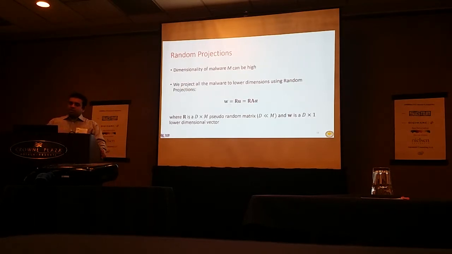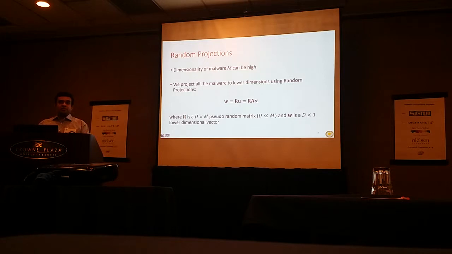And the other issue here is that the dimensionality of malware can be high. A malware can be 200 kilobytes, or it can be 2 megabytes. Sometimes in our data sets we get malware which are 9 megabytes. So it is not very practical to work in such a large range. So we project the malware to lower dimensions using random projections.